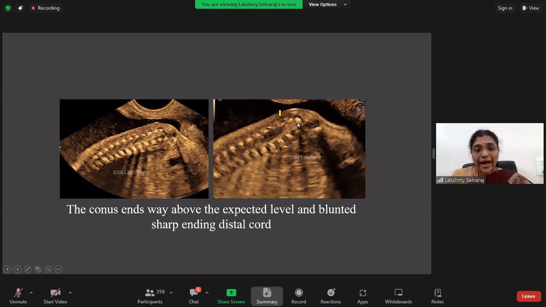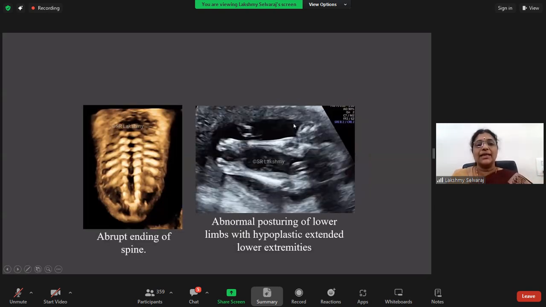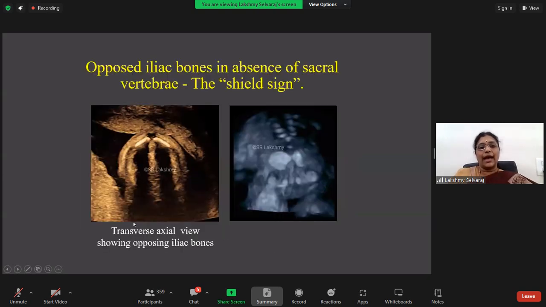And whenever you have a spinal cord like this, immediately your next attempt will be to look at how the lower limbs are. Maybe it's not sirenomelia, but you look at that. Abnormal posturing of the lower limbs with hypoplastic extended lower extremities, and you see the abrupt ending of the spine here. You can count this spine also from the ribs, and you can see that the entire sacrum is not here.